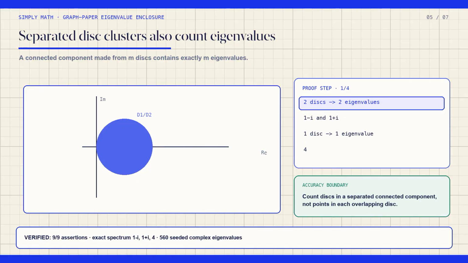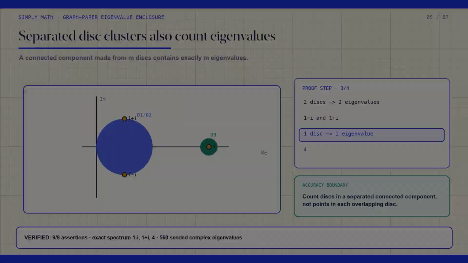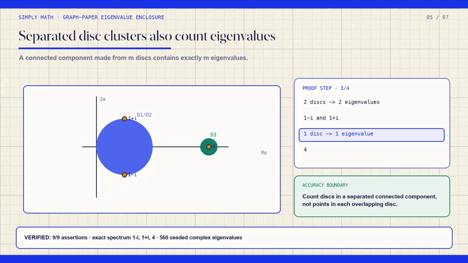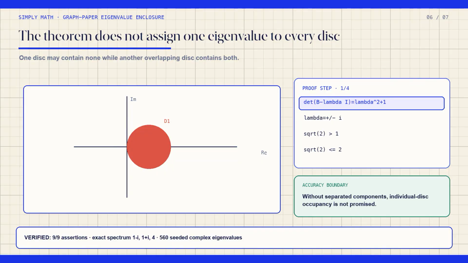The theorem has a counting refinement. A connected component of the union formed by m row disks contains exactly m eigenvalues, counting algebraic multiplicity. Here the two coincident disks at 1 form a two-disk component containing the conjugate pair. The isolated disk at 4 is a one-disk component, so it contains exactly one eigenvalue. Separation creates the count. Do not read the basic theorem as one eigenvalue per disk.